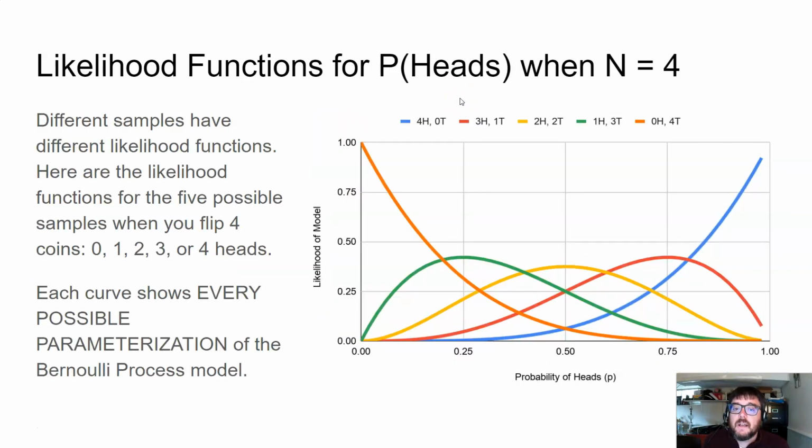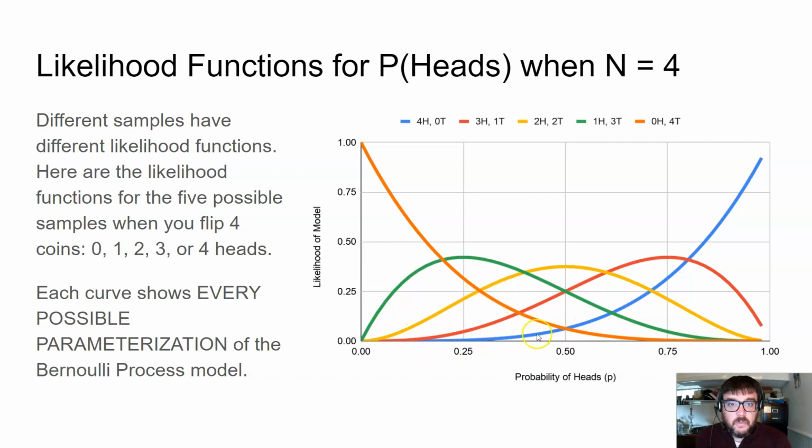We looked at one particular case where we flipped 4 coins and got 4 heads. There are 4 other cases. We could flip it and get 3 heads and 1 tails, 2 heads and 2 tails, 1 head and 3 tails, or 0 heads and 4 tails. And we could look at the likelihood functions for each of those pieces of data. So here's the data when there are 0 heads and 4 tails.